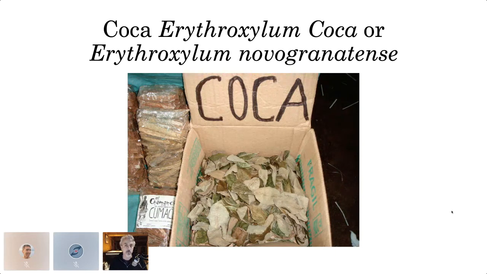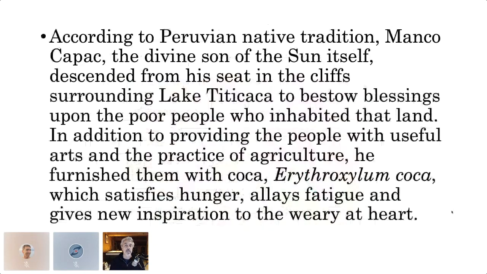And there are two species of coca of interest in terms of cultivation. One is Erythroxylum coca, and the other is Erythroxylum novogranatense. It's primarily Erythroxylum coca that we're interested in because that's the one that's most widely cultivated in the Andean region that I'm going to spend some time telling you about. I'd like you just to go ahead and read this.